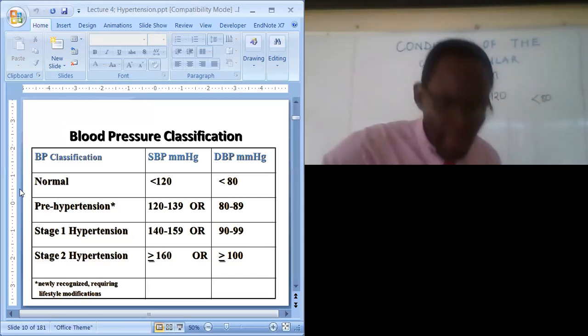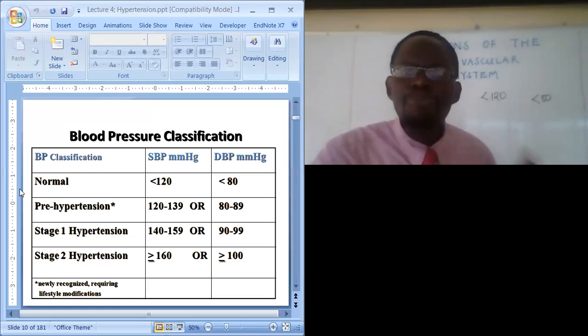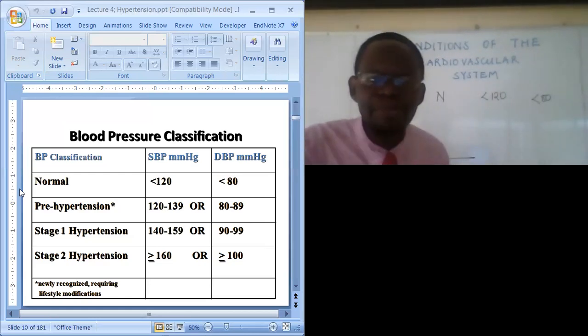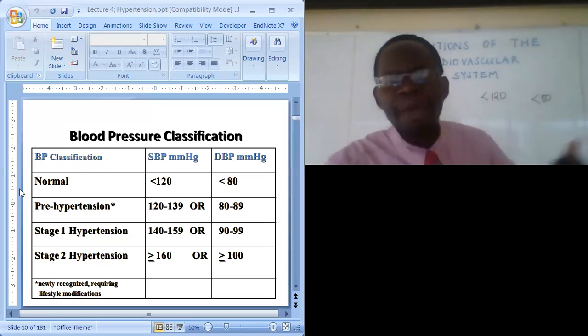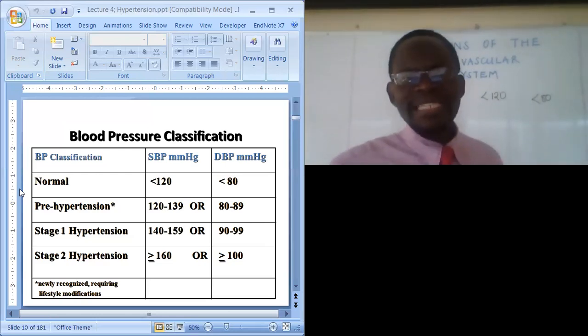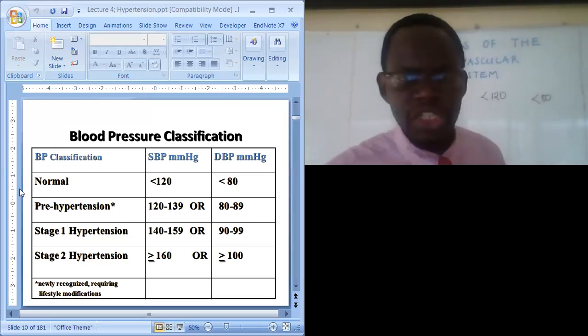The other one is what we call pre-hypertension. The word pre basically means before hypertension. In other words, such a patient with pre-hypertension does not actually have hypertension.